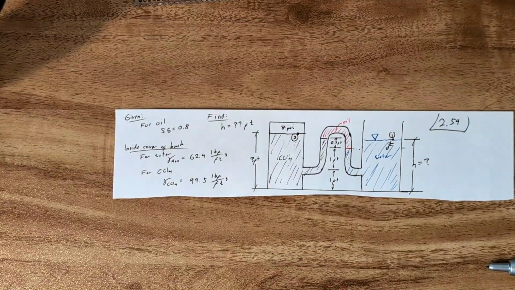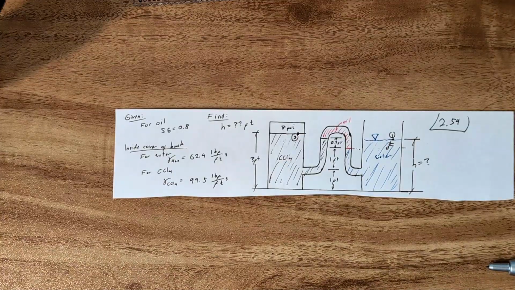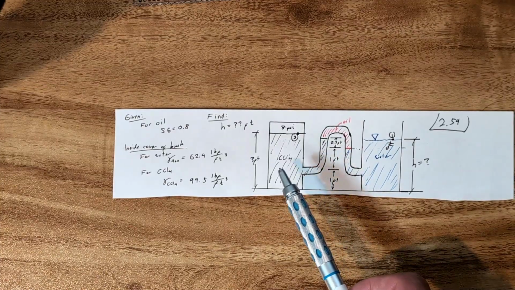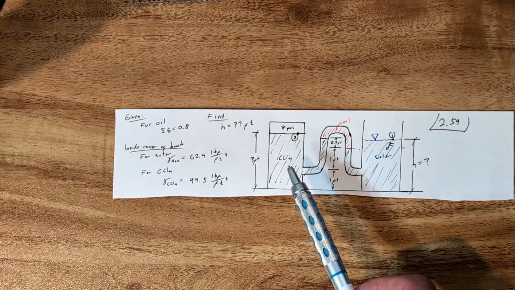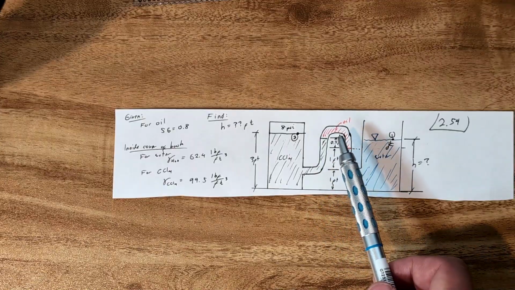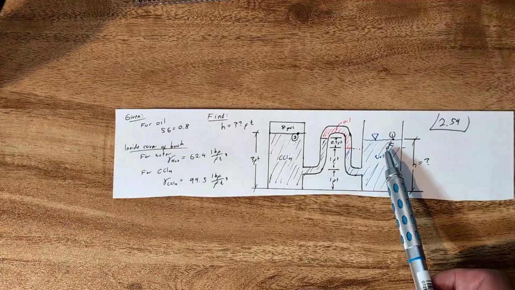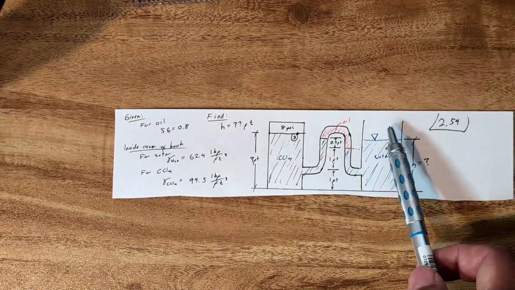This is problem 2.54 from the textbook Fundamentals of Fluid Mechanics, 7th edition. In this problem we have an inverted manometer. On the left is a closed tank. We have CCl4, which is carbon tetrachloride, and then we have an oil inside the pipe, and then you have your water. It's an open tank on top.